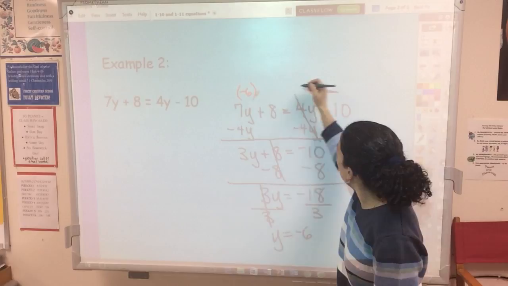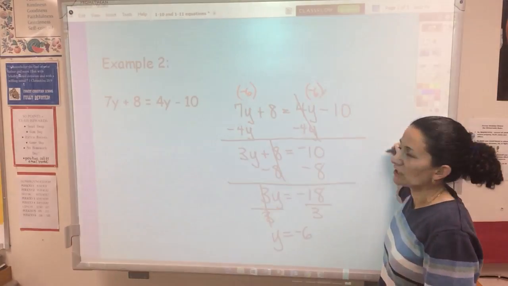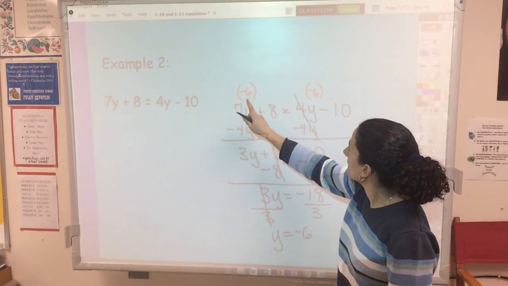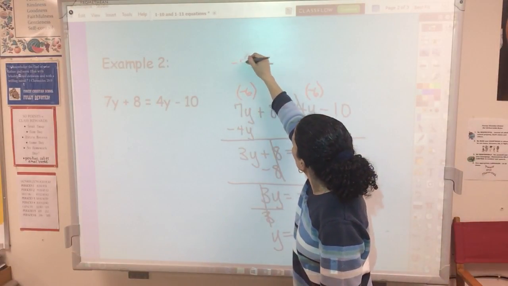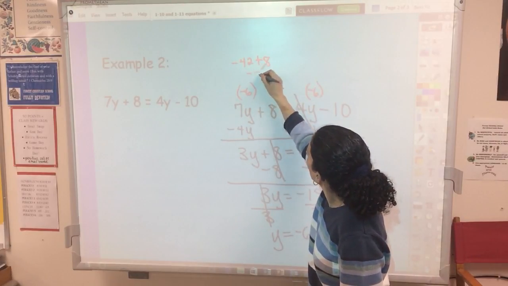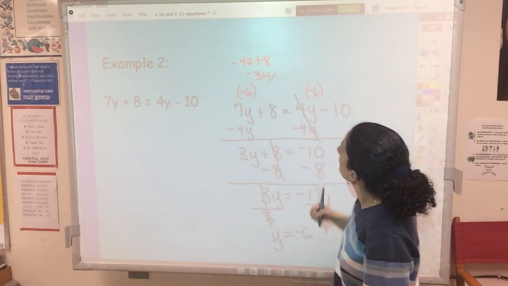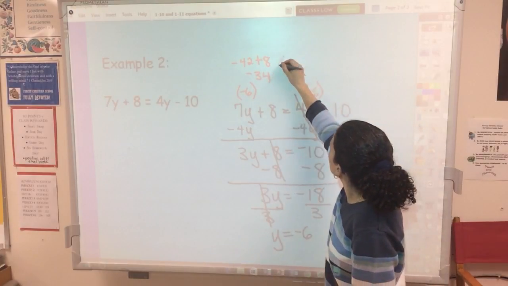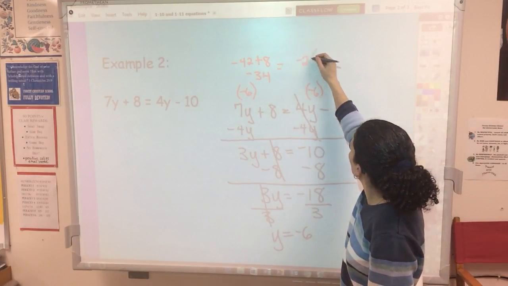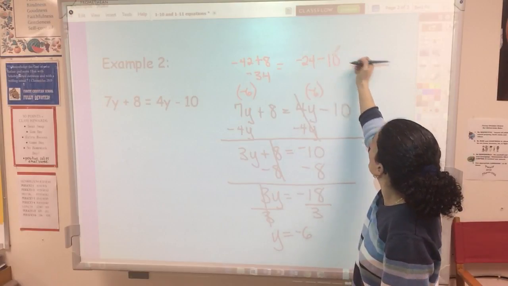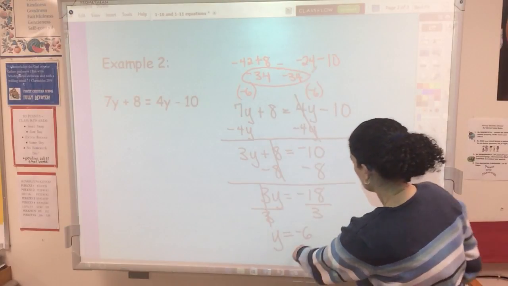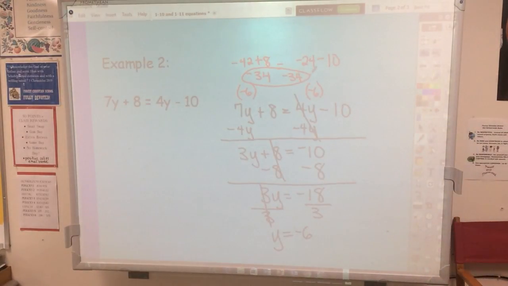If I were to plug in negative 6 for y, I'm going to do this check mentally and show you how I can do that. So 7 times negative 6 is negative 42, and negative 42 plus 8 will give me negative 34. And then on this side, I've got 4 times negative 6, which is negative 24, minus 10, which would indeed also give me negative 34. So negative 6 is the correct solution to that.